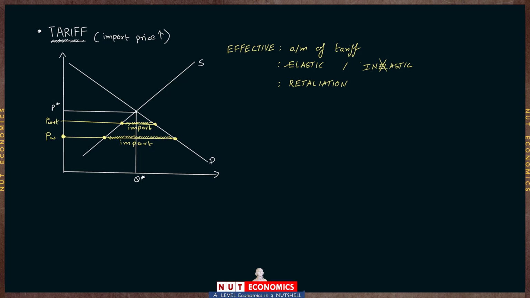So what happens is that instead of improving your trade balance, overall trade starts shrinking. Both import and export start shrinking, and that in itself has obviously very bad consequences for both the economies. So those are the few points that you can raise in effectiveness.